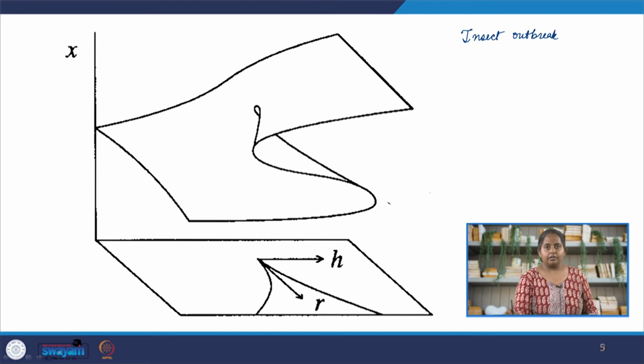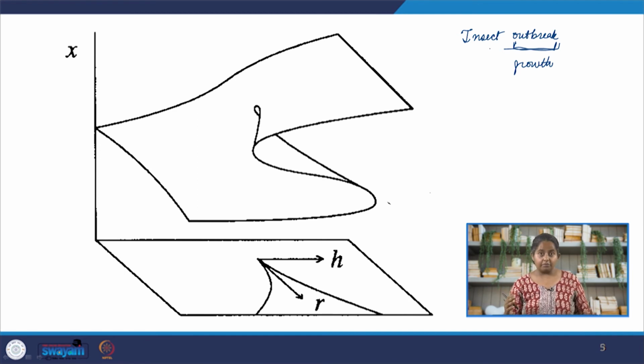Before I get into insect outbreak, I want you to think about this. How do we define insect growth versus insect outbreak? When do we say that yes, this particular insect that we are following is growing in the particular system, ecosystem, and when do we use the phrase outbreak? Now, I want you to pause this video and think about it for a few seconds.